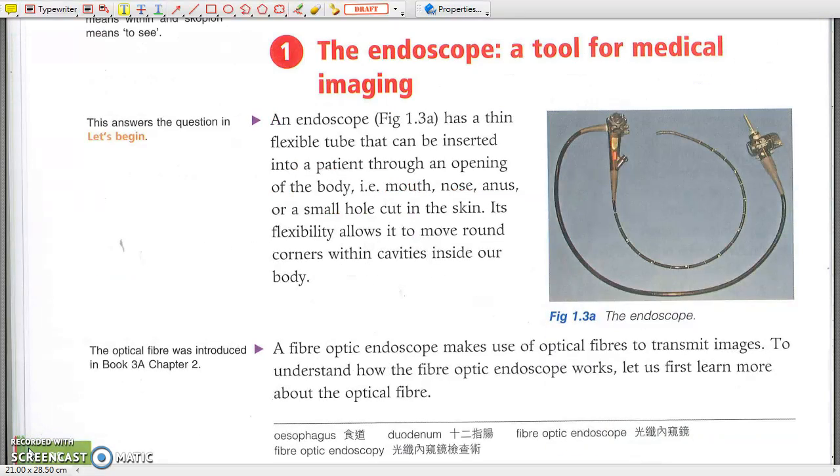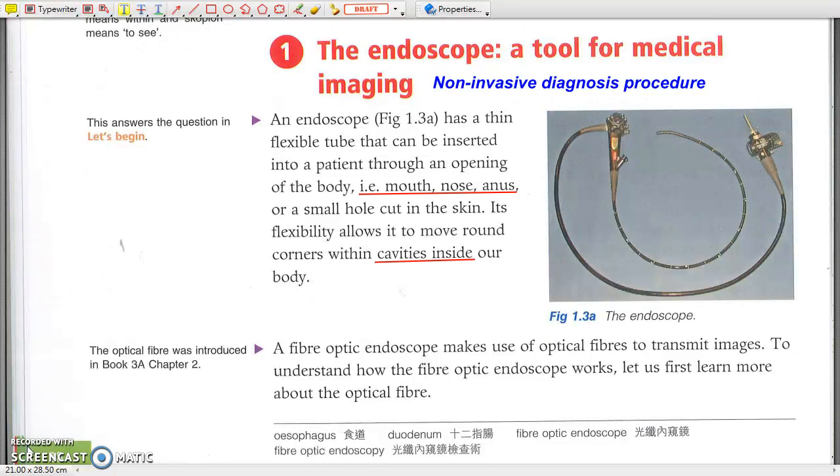1. The endoscope, a tool for medical imaging. Fiber optic endoscopy is a non-invasive diagnosis procedure. The endoscope is a thin, flexible tube with different channels for optical fibers, and even tools like forceps to be inserted into the patient's body.